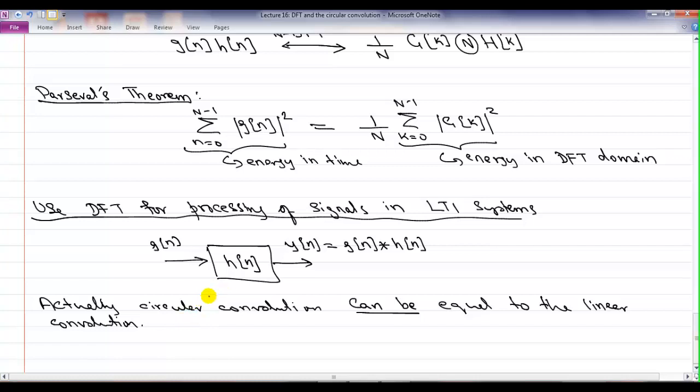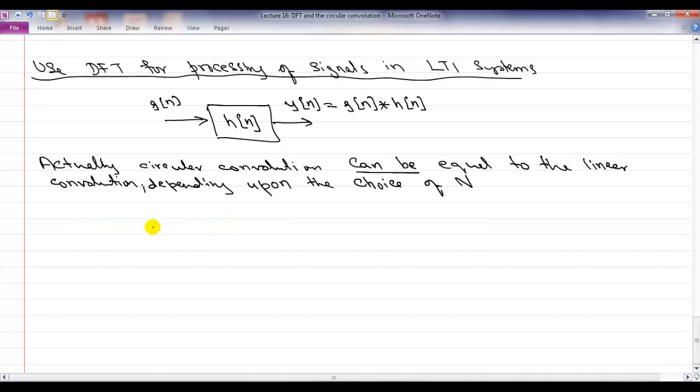So to answer that question, we have to remember there is only one parameter in circular convolution, and that is the number of points of circular convolution. So circular convolution can be equal to the linear convolution depending upon the choice of the number of points, the choice of n that we use for circular convolution. So how should n be picked?